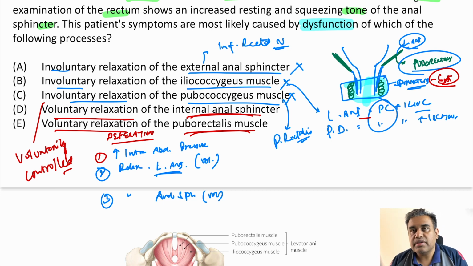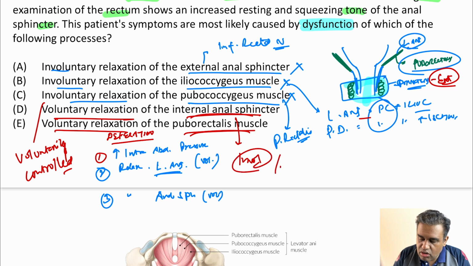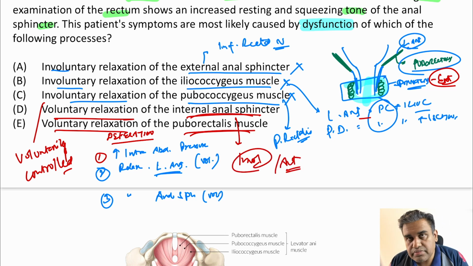While the internal anal sphincters are actually a continuation of the muscularis layer of the rectum. So, the rectum, a part of the gut, has a muscularis externa layer. Their continuation is the internal sphincter. So, it is again involuntarily controlled because it is supplied by the autonomic system.